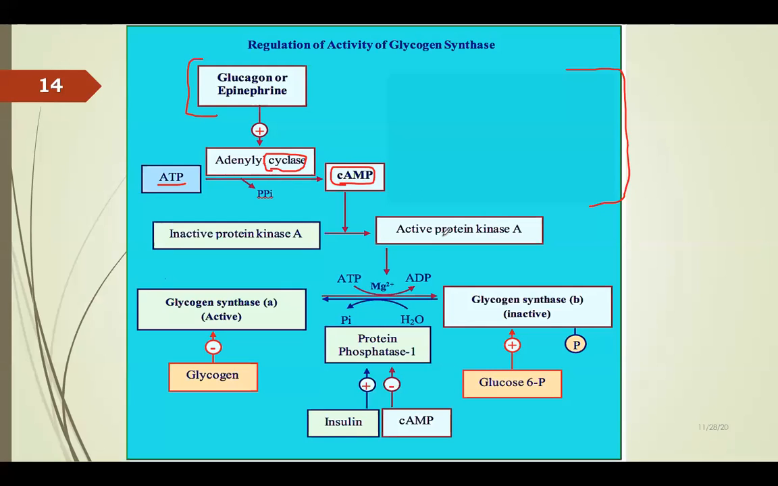Cyclic AMP will activate protein kinase A. Protein kinase A will bind phosphoric acid on glycogen synthase, so glycogen synthase will be inactive. On the other hand, if insulin is released, if the human body eats excess carbohydrate, insulin will break down cyclic AMP. I will show in another diagram how insulin breaks cyclic AMP. Insulin is a very powerful hormone. It will break the cyclic AMP. This is insulin.